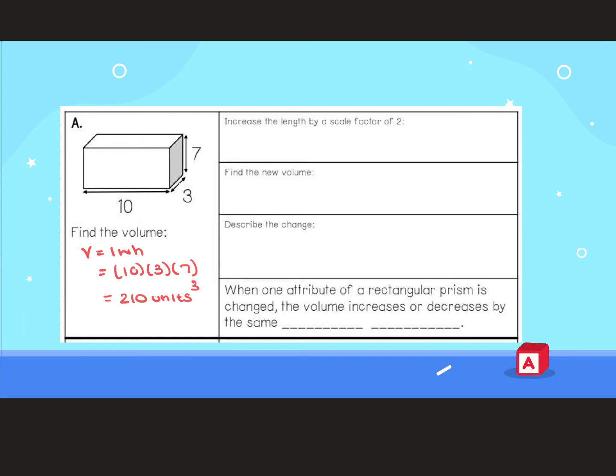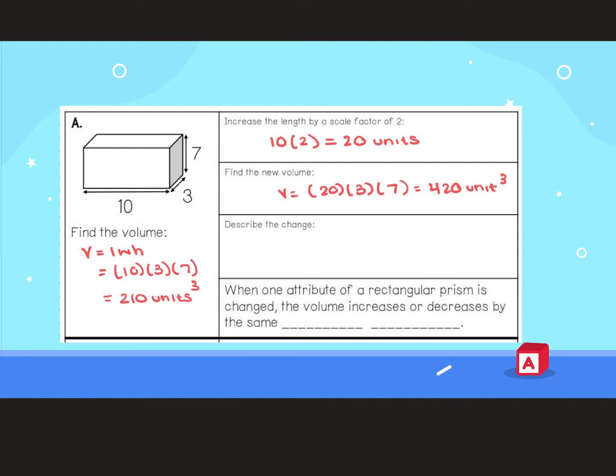Now here it tells us that we're going to increase the length by a scale factor of 2. Increasing it by a scale factor of 2 means that we're multiplying it by 2. So we're taking our length of 10, multiplying it by 2, giving us a length of 20 units. Now looking at the new volume, we have a length of 20, a width of 3, and a height of 7. When we multiply 20 times 3 times 7, we get 420 units cubed, because again, we are looking at the volume.